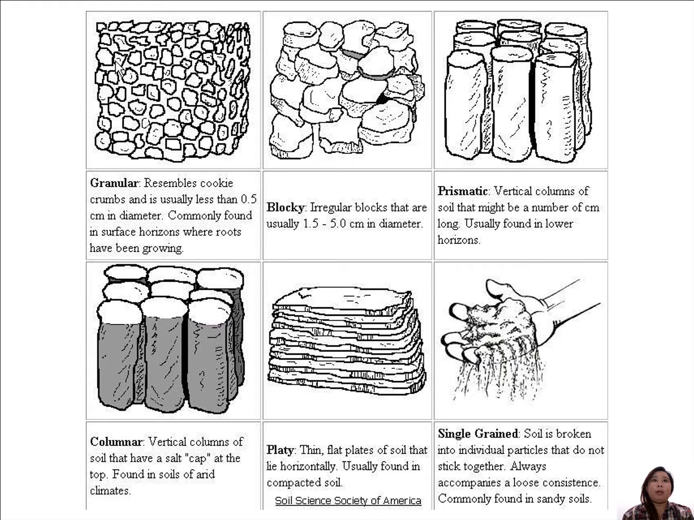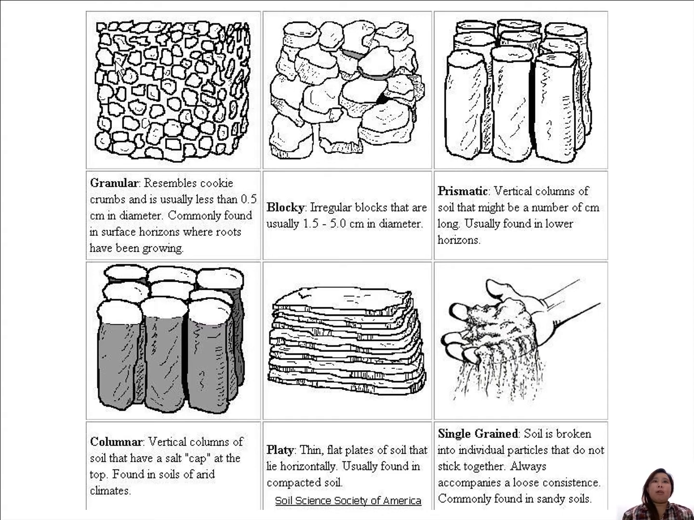Granular resembles cookie crumbs and is usually less than 0.5 centimeters in diameter. This kind of structure is commonly found in surface horizons. When you say surface horizons, it could be the O and A horizon or either of the two, where roots have been growing. Another one is the blocky, which includes irregular blocks that are usually 1.5 to 5 centimeters in diameter. So it is usually larger than the granular structure.